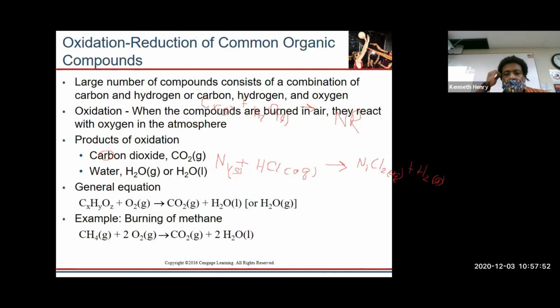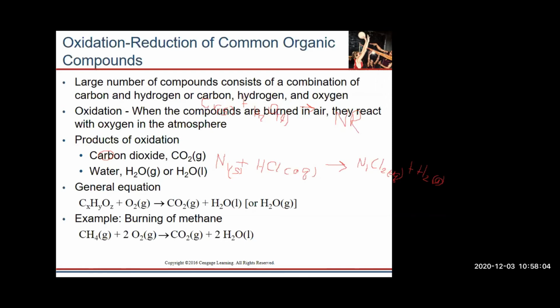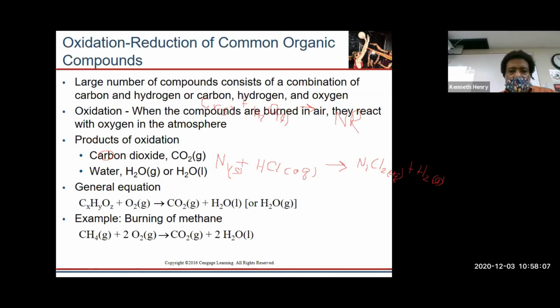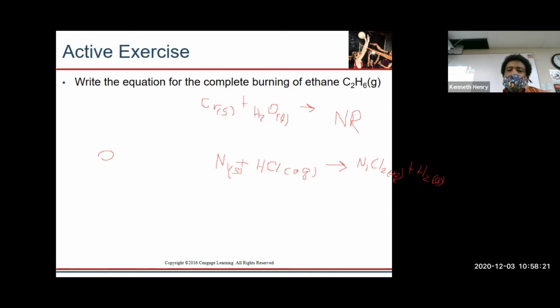Okay, so the next thing I want to talk about is the oxidation of organic material. When we talk about oxidation of organic material, we're basically saying that it's being burnt. That's the take-home message, right? So you're using the addition of oxygen to oxidize those components. So write the equation for a complete burning of ethane, C2H6.